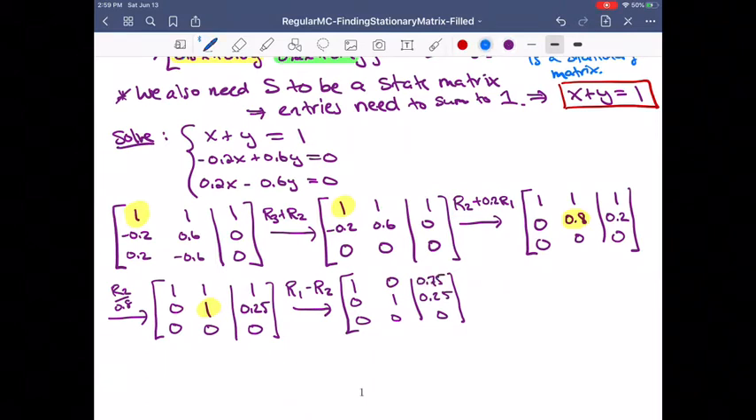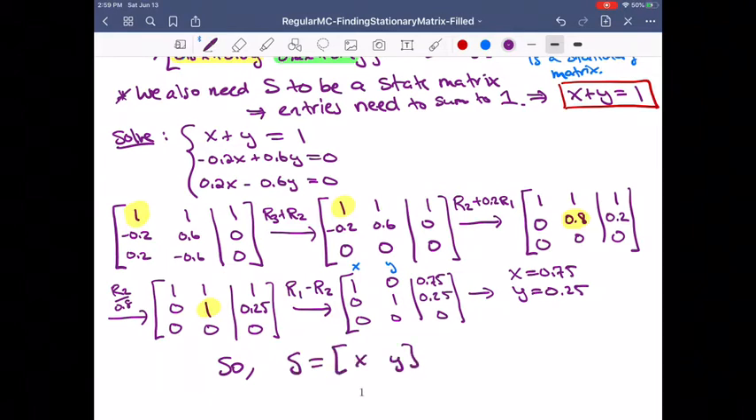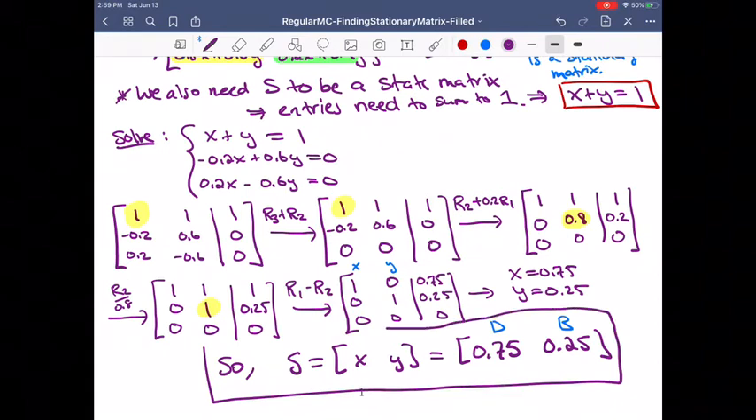Okay, now we remember that this was the x column, this was the y column. So I'm in diagonal form with an extra row of zeros. So my solution is x equals 0.75 and y equals 0.25. Okay, now remember that the x, y were the entries in S. So S is the matrix with x and then y, which means that it's the matrix 0.75, 0.25. And remember, it's in the order D, B. Okay, so now we found the same S as we had before.